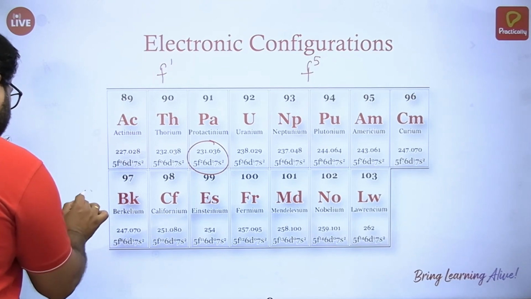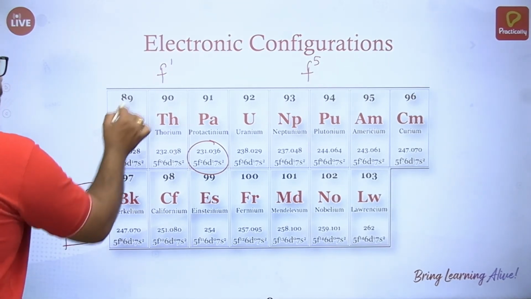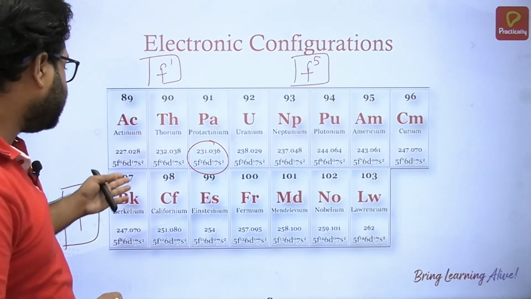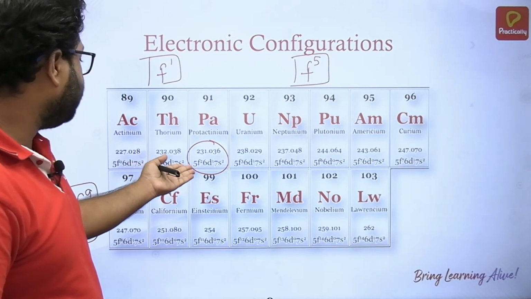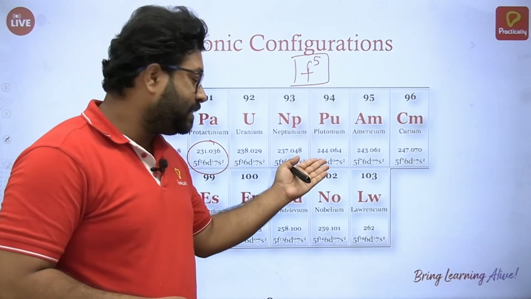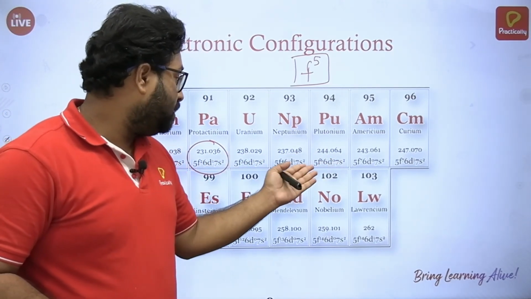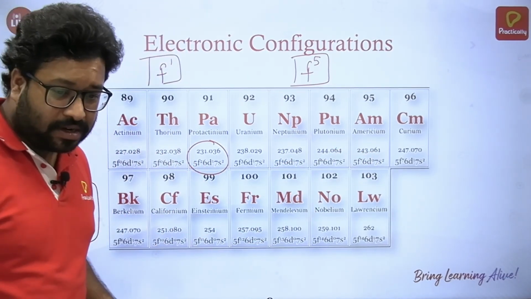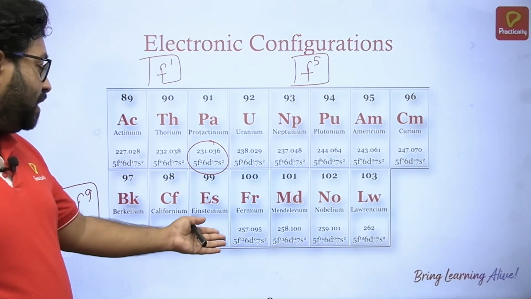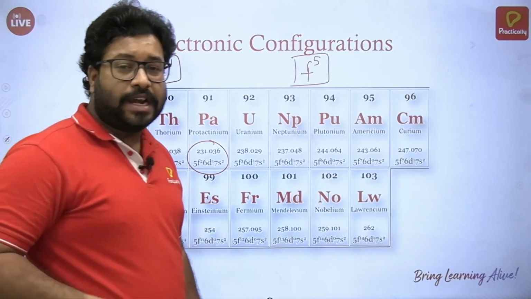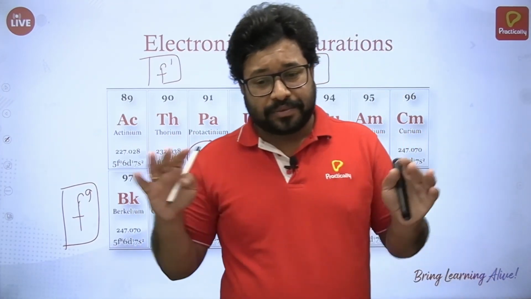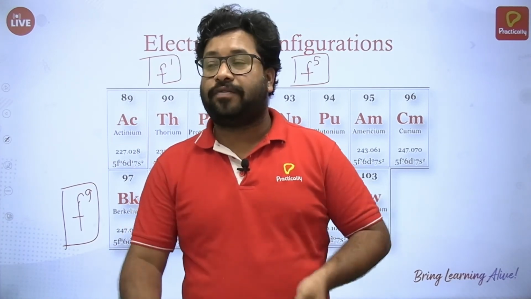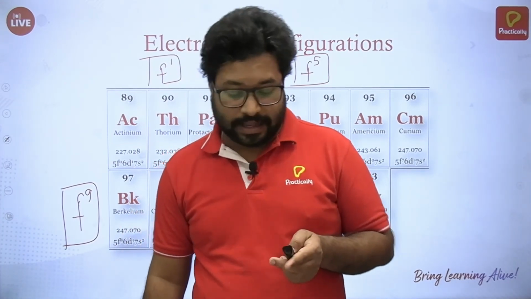This is how I can help you to understand and to remember. F1, F5 and F9 are not present. You can see here: F0, directly F2, then F3, F4, F6, F5 is not there, F6, F7, F8, F9 is not there, F10, 11, 12, 13, 14, like that. So F1, F5 and F9 are not there. Other F orbital electrons are there. You can find that out.